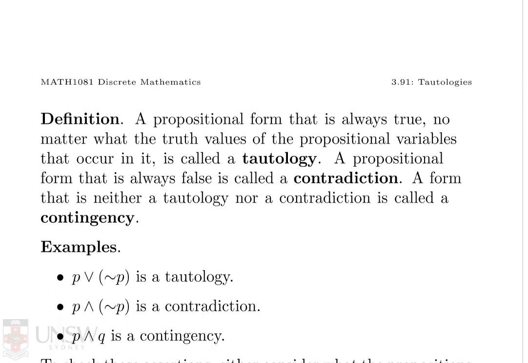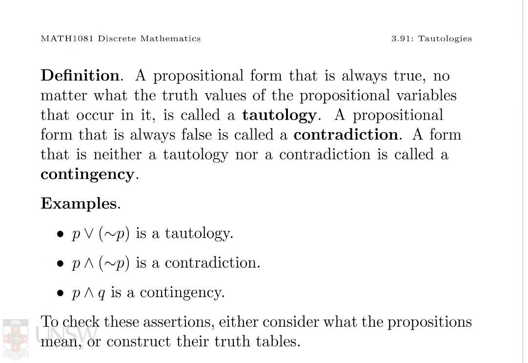Sometimes we'll come up with statements which are always true. A propositional form that is always true, no matter what the truth values of the propositional variables that occur in it, is called a tautology. A propositional form that's always false is called a contradiction. One which is neither of these, in other words, sometimes true and sometimes false, is called a contingency. Some examples: P or not P is a tautology. P and not P is a contradiction. P and Q is a contingency.